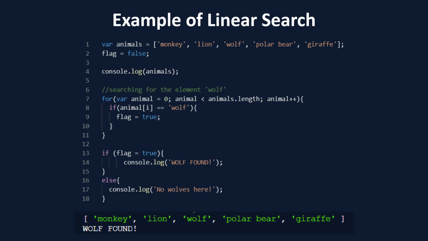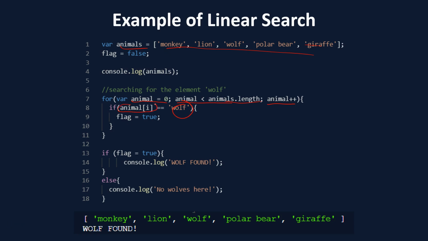So here's our example of a linear search. This is what I already showed you guys. We have our animals array with all these animals in here, and we're just going literally animal by animal. And we're looking for wolf.